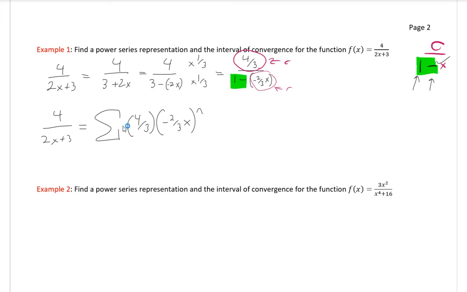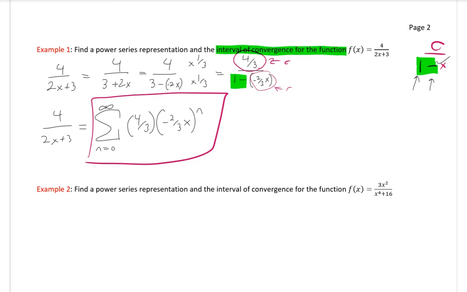Note that I say power of n, that's because we typically want to start these with 0, so n equals 0 up to infinity. However, if you'd like to start this at 1 instead, then you just have the exponent be n minus 1, which is maybe more familiar to you from geometric series from section 11.2 and 3. Alright, so that's the series itself. So far, so good. What we also want to do is find the interval of convergence for that function.